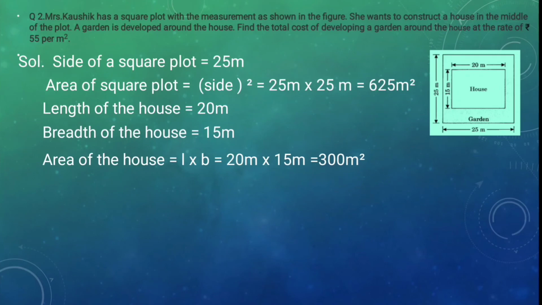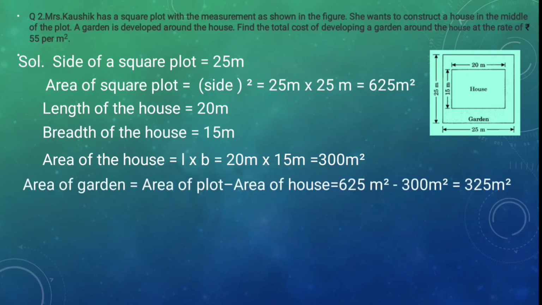Now the area of the plot is 625 meter square and the area of the house is 300 meter square. Now we have to find the area of the garden, right? So the area of the garden will be area of plot minus area of house. On subtracting, we have got 325 meter square. 625 meter square is the area of the plot. Now the area of the house gets subtracted from this. So we have got 325 meter square. This 325 meter square is the area of the garden, right?